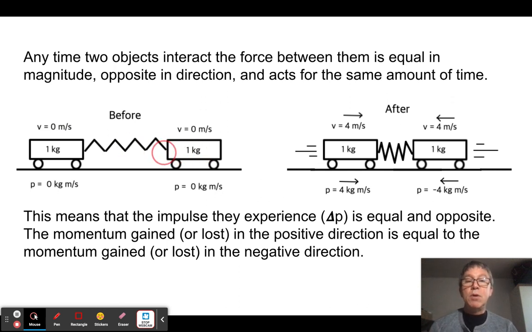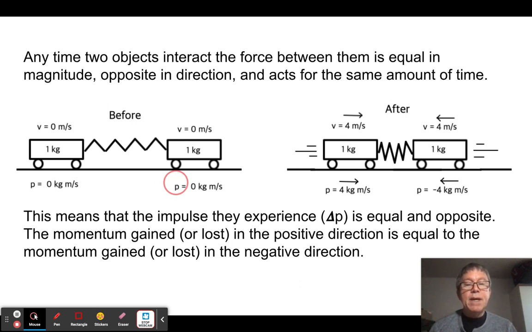So right now, if I look at the momentum of the system before I release them, I have 1 kilogram and it's at rest. So the momentum here is zero. And I have 1 kilogram at rest here. So the momentum here is zero. So when I sum this up, I get a system momentum of zero.